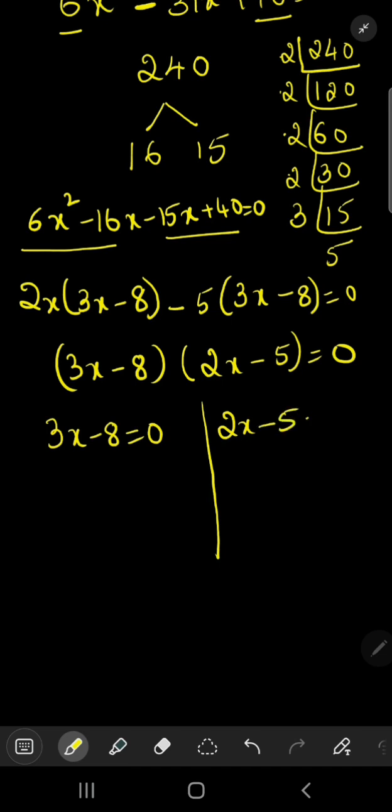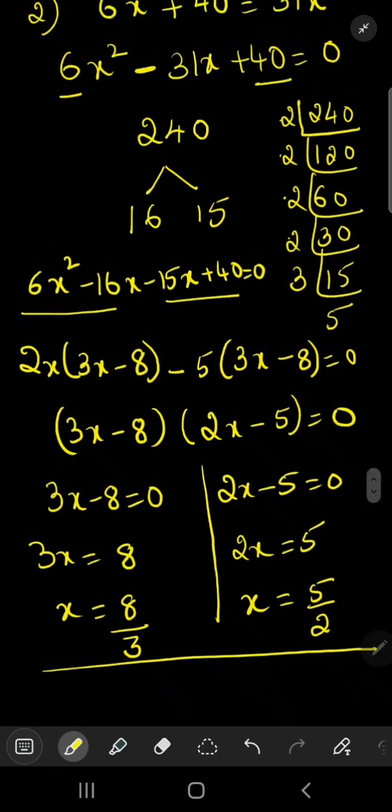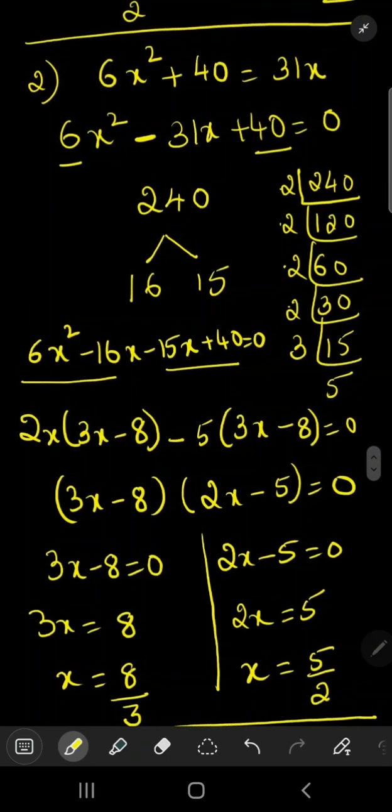3x minus 8 is equal to 0, so 3x is equal to plus 8, x is equal to 8 by 3. This is one root. 2x minus 5 is equal to 0, so 2x is equal to plus 5, x will be equal to 5 by 2. So this is how we find out the roots of a quadratic equation using splitting the middle term.